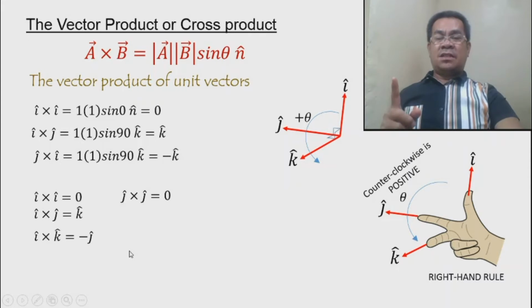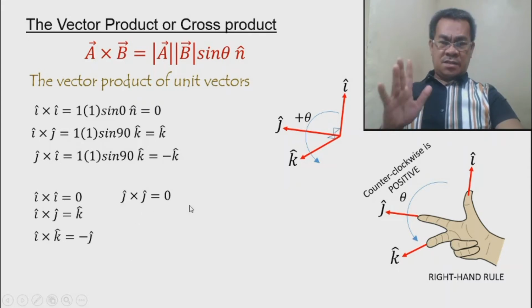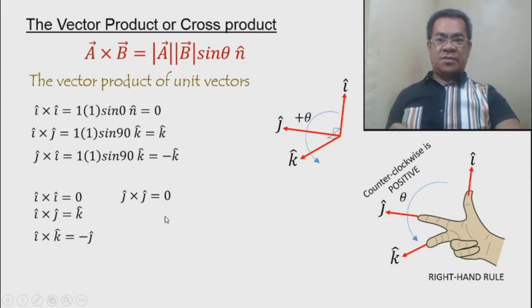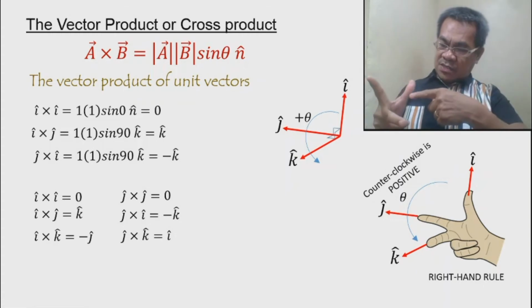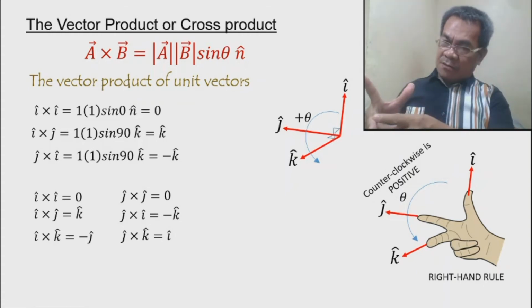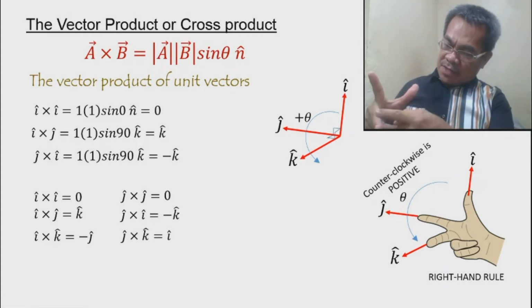Now what is J cross J? 0, because the sine of 0 is 0. Now what is J cross I? J cross I is the reverse, so it should be negative K. What is J cross K? If you notice, J cross K is a positive angle, just like I cross J, positive. The J cross K is positive.